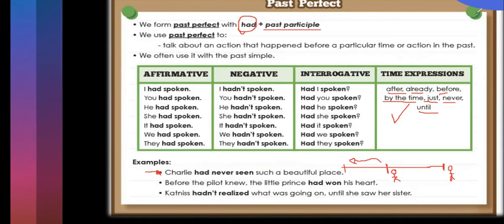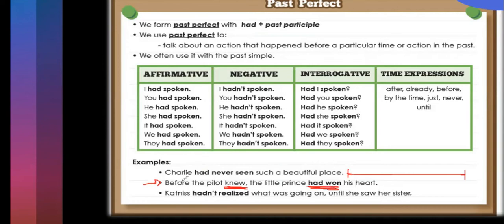Then we have this one. Before the pilot knew, the little prince had won his heart. We have two actions. What are the two actions, guys? The pilot knew and the little prince had won his heart. What happened first? The pilot knew or the little prince won his heart? First, he won his heart and then he knew. Okay, primero se ganó su corazón y después se dio cuenta que se había ganado su corazón.